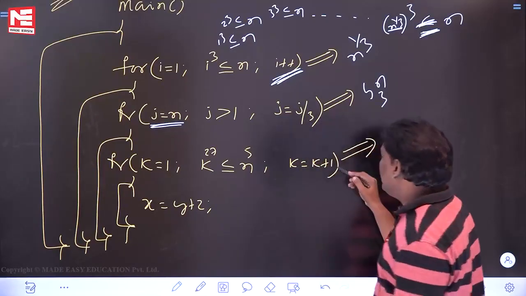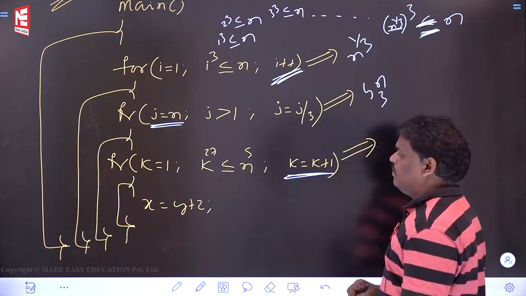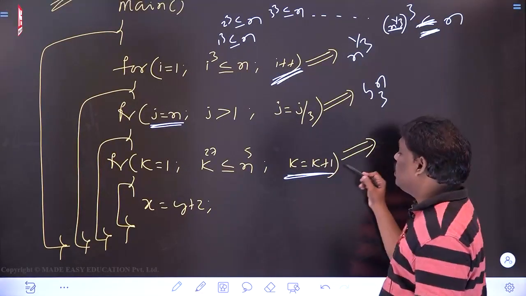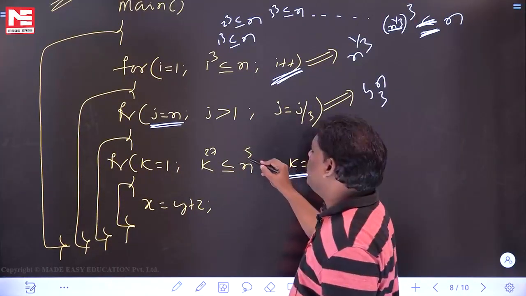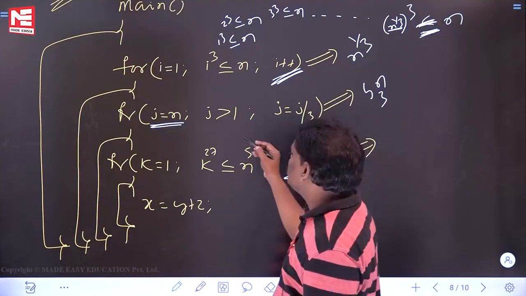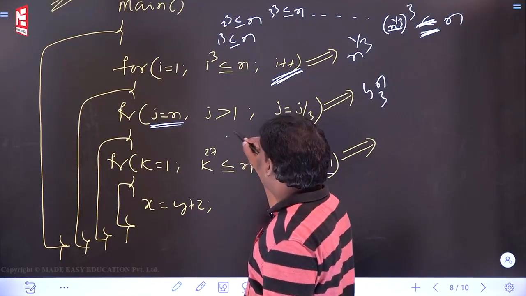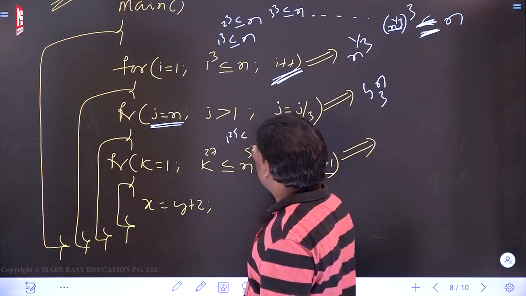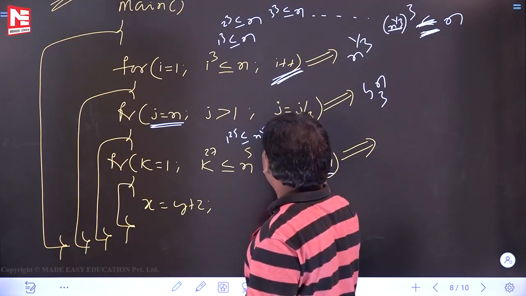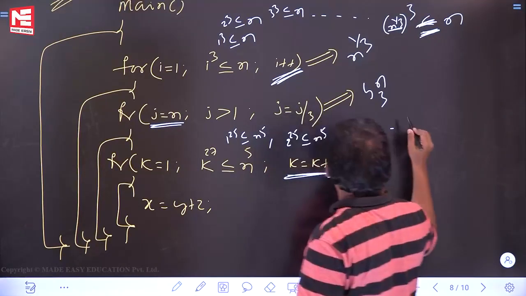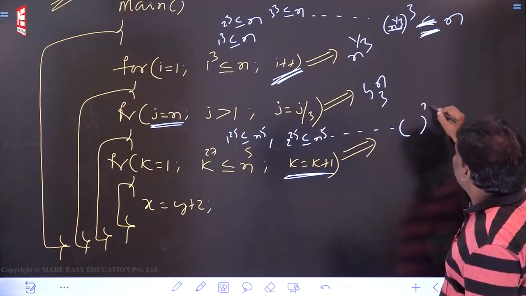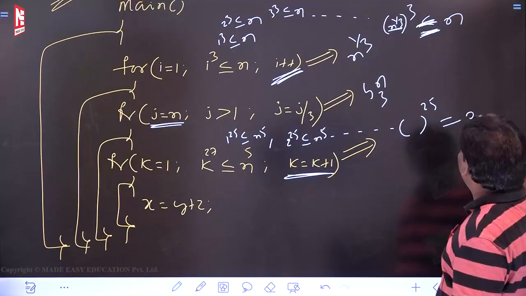Let's check here. K is always incrementing by 1. But at condition checking time, what is the answer? Whole power 27 less than or equal to n power 5. Whole power 27. Can you say what is the first condition? Right? First condition, what is the answer? 1 power 25 less than or equal to n power 5. Second condition, 2 power 25 less than or equal to n power 5. It will continue. Can you say what is the last one? Whole power 25 is equal to n power 5 required.